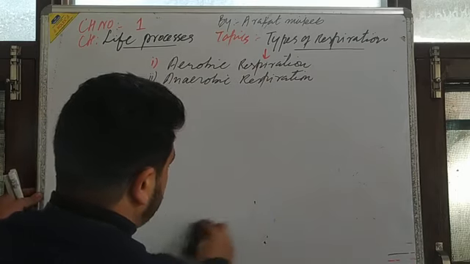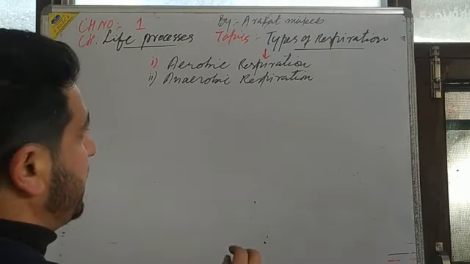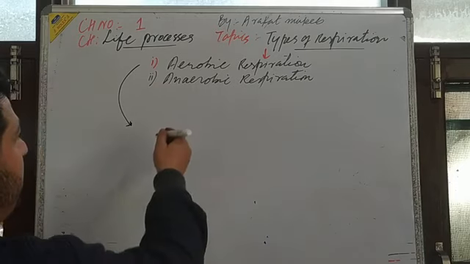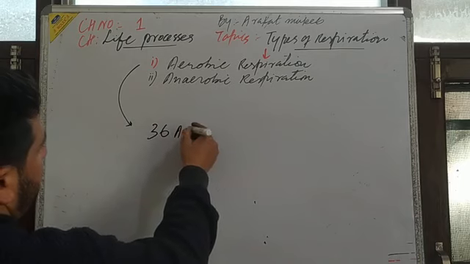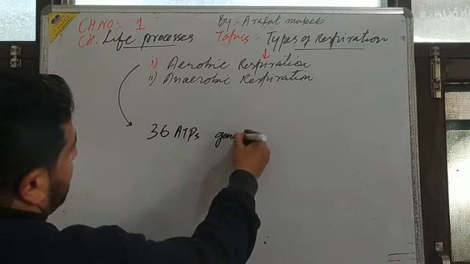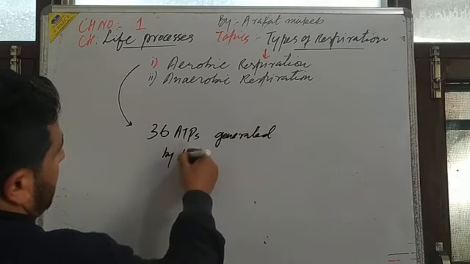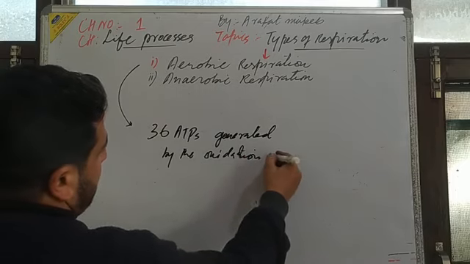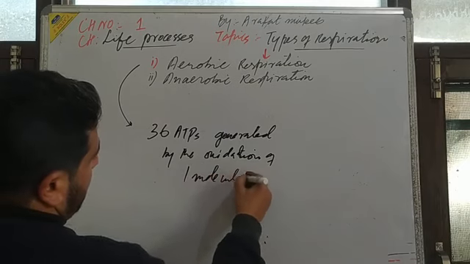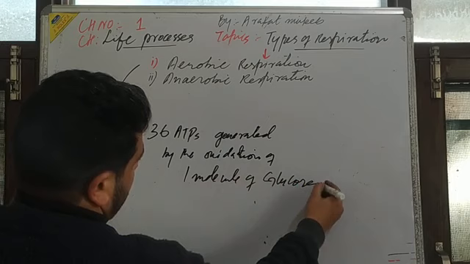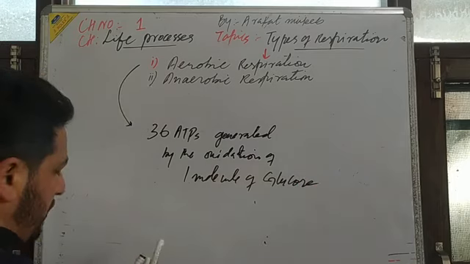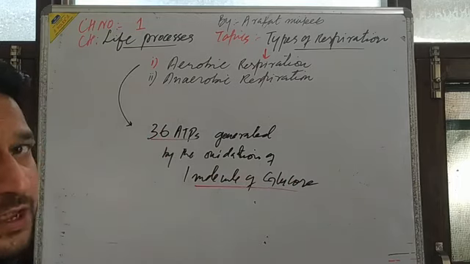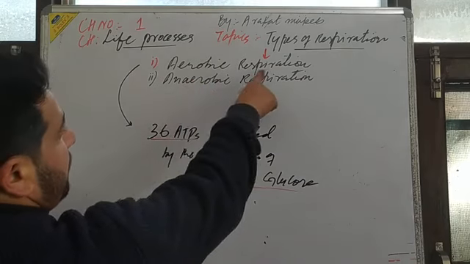यहाँ मैं बताना चाहता हूं कि जो एरोबिक रेस्पिरेशन है, there is a net gain of ATPs, 36 ATPs. जो ATPs है वो जनरेट होता है, generated by the oxidation of one molecule of glucose. एक molecule of glucose जब ऑक्सीडाइज होता है, there is a net generation of 36 ATP molecules in the aerobic type of respiration.